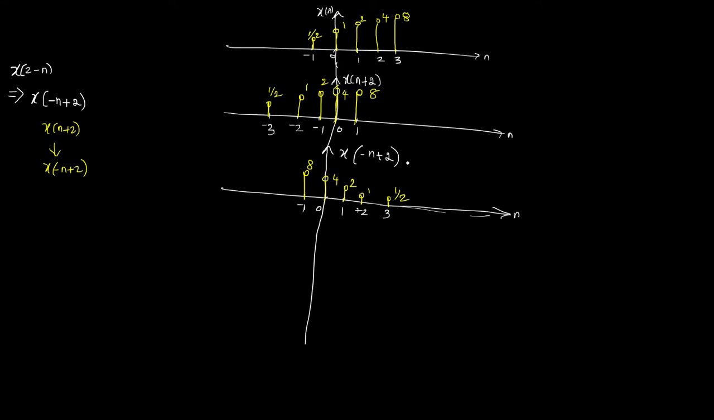Instead of x of minus n plus 2, this is nothing but x of 2 minus n. So instead of x of 2 minus n, we can write it as minus n plus 2. In that, this is your first step and this will be your second step. So this is the final answer, whatever they asked.